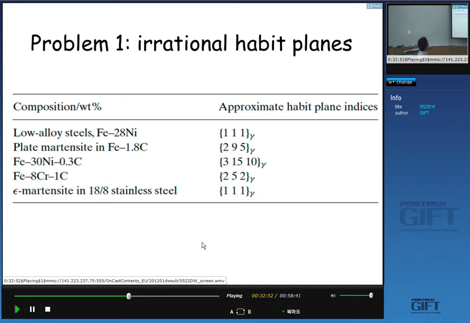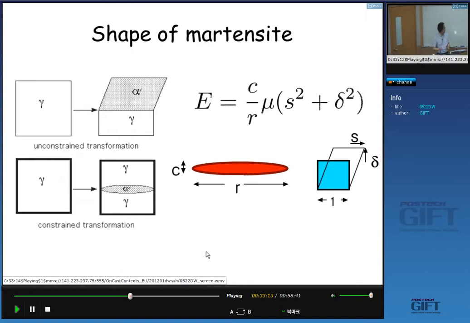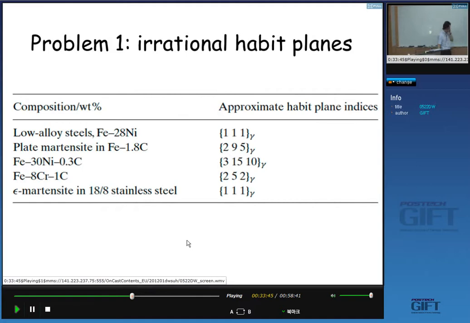The first thing is the index of the habit plane. When you look at the shape of martensite here, you are likely to think that this kind of shear can be formed by slip along this habit plane. But when people look at the index of that habit plane, the index of the habit plane is irrational. Irrational means that the index itself does not consist of integers.